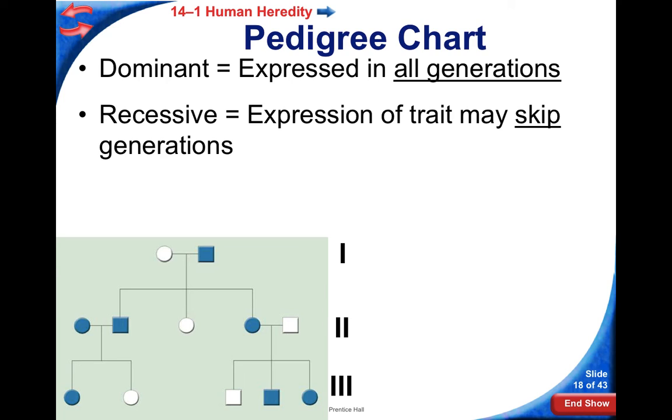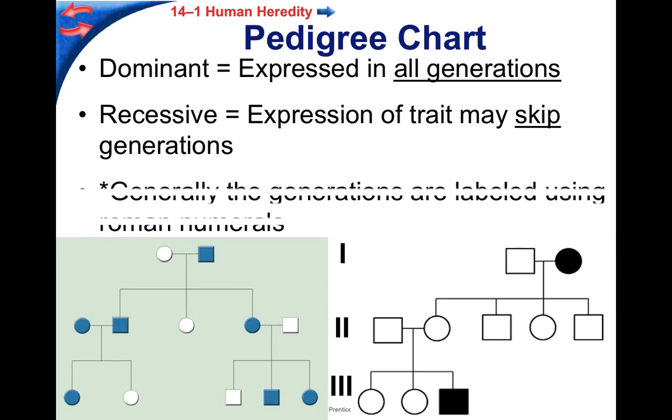Now, recessive traits, as you guys hopefully saw last chapter with Gregor Mendel, they can skip generations. So look at the tree in the bottom right-hand corner. Notice generation 2 does not have any shaded individuals. That means that trait is recessive. It skipped the generation, but it came back in generation 3. Okay, so if it's missing in one generation, we're going to consider it recessive. If it's found in every generation, we're going to consider it dominant.